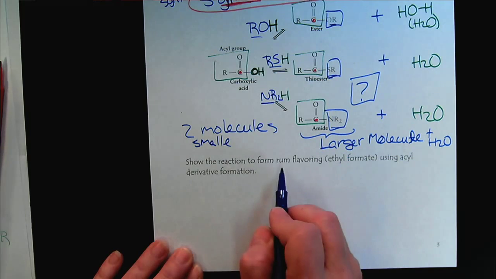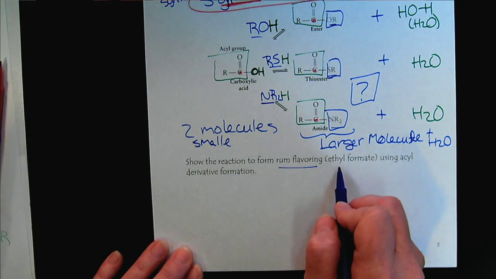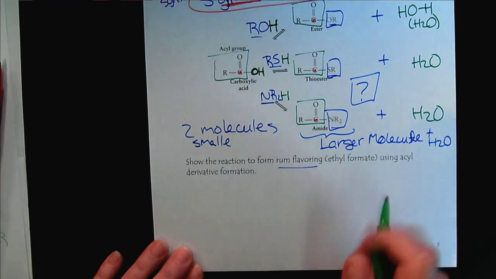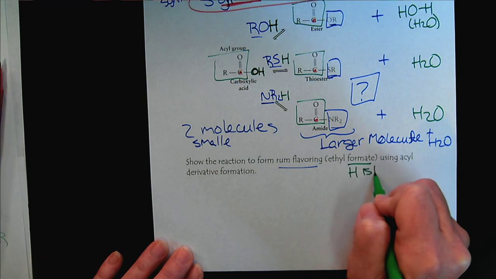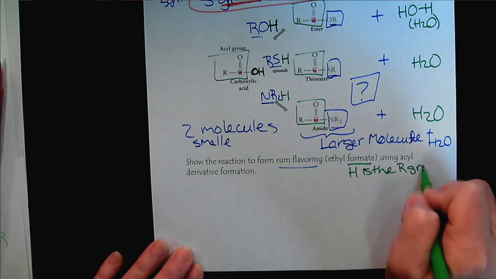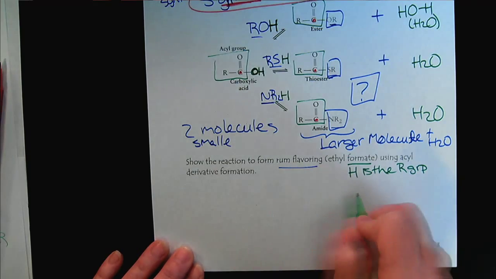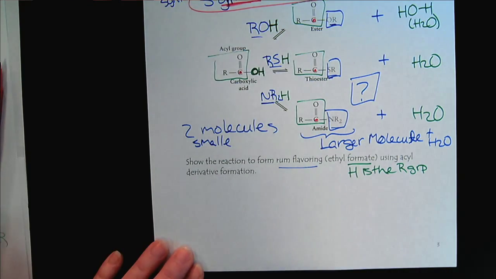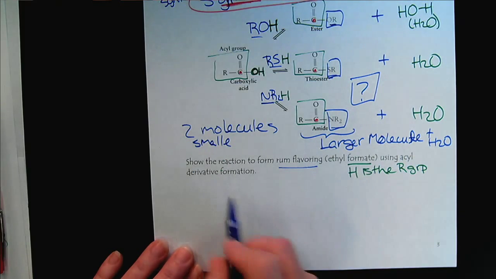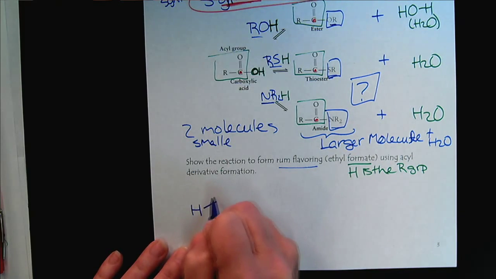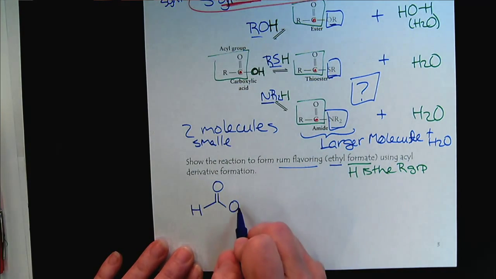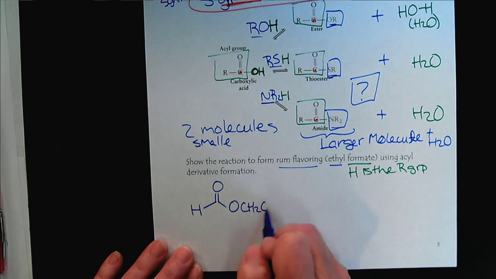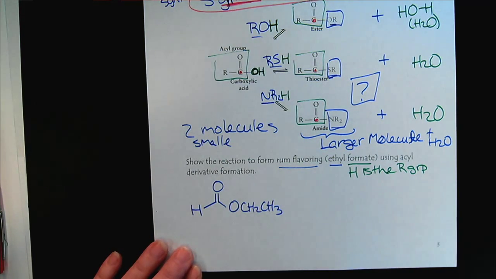Let's show the reaction to form rum flavoring, ethyl formate. Alright, so if we look at this name, form, we've seen that before. That tells us hydrogen is the R group. And the formate would tell us it's an ester. So there's the H for the formate, and there's our ester. And then the ethyl group comes off here. Alrighty. So this question is asking, how would we form this?